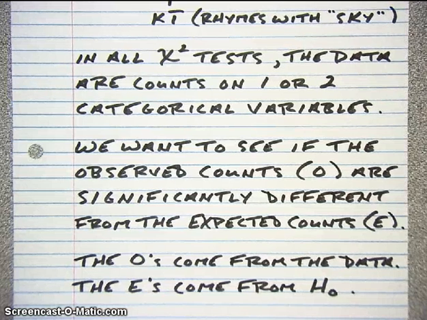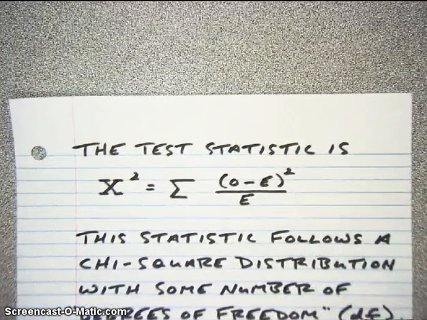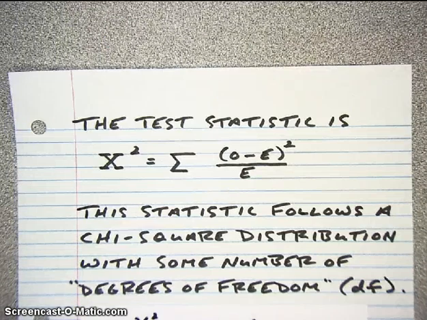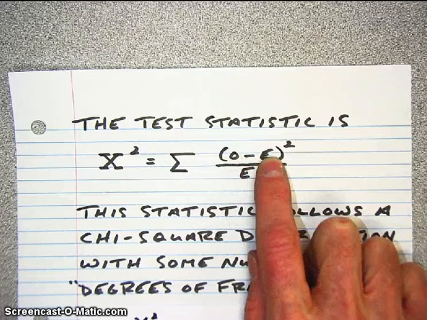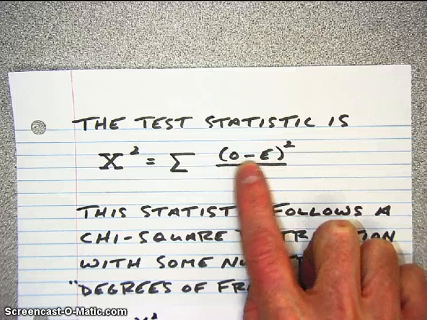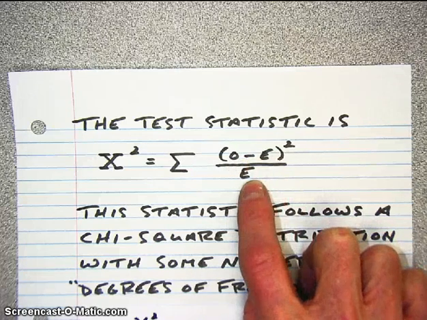We look at how many observations we have in our data. The null hypothesis will tell us how those counts should be distributed, and we compare those expected counts and the observed counts to calculate our test statistic. Now the test statistic has this format. It's chi-square equals the sum of O minus E squared divided by E. So for each category in our data, we take the observed count minus the expected count, square that difference, and divide by the expected count.